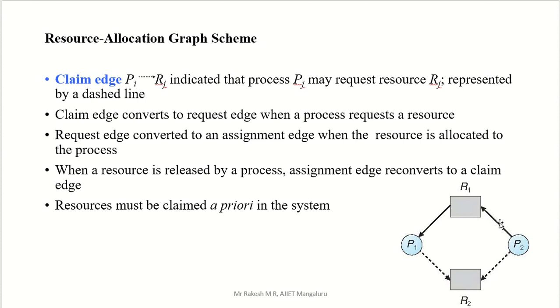Once it is requesting, you can see this here. P2 is requesting R1. When R1 is free, then R1 is assigned to P2. At that time the arrow mark is changed again. R1 is assigned to P2. Only if R1 is free is it assigned. Otherwise, it is always requesting.